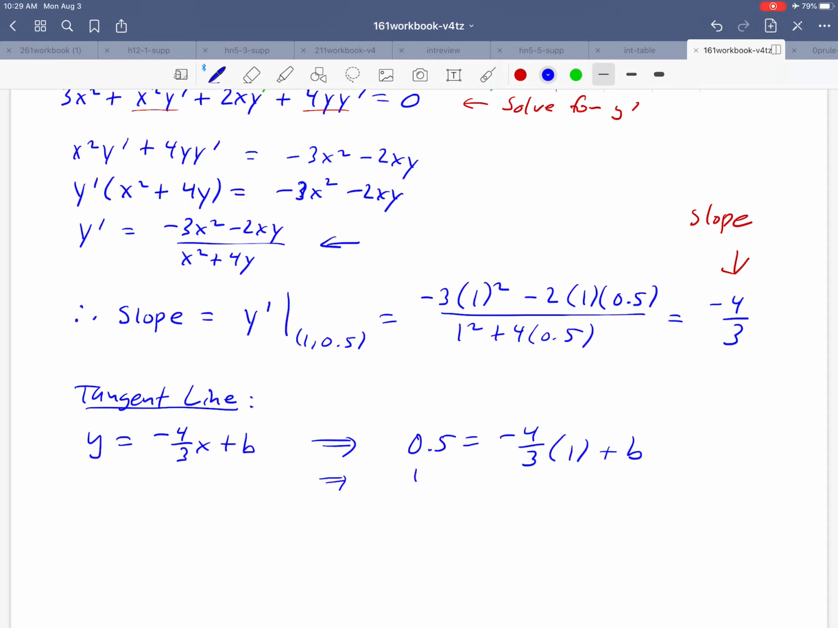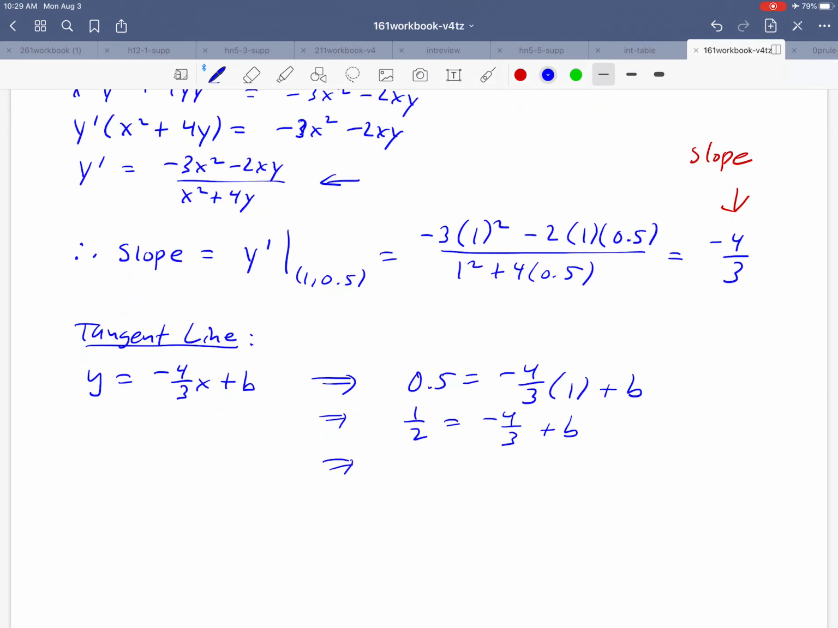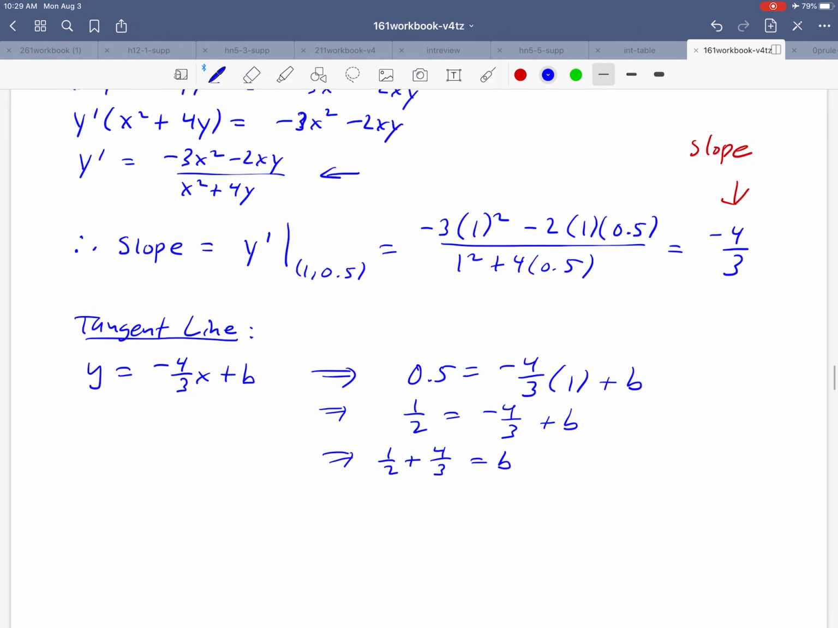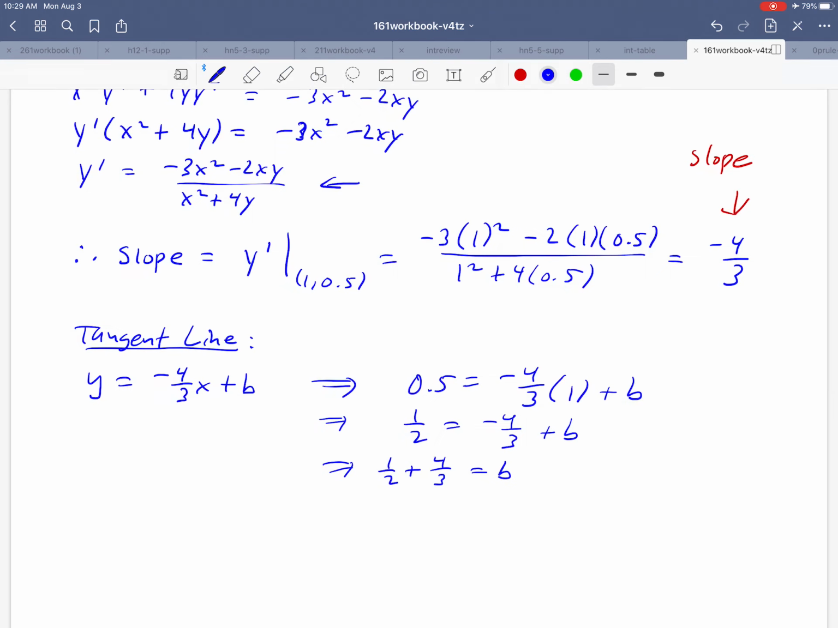0.5 is a half. I'm going to just rewrite that as a fraction. To get the b by itself, we'll just add 4/3 to both sides. If you get a common denominator here, 4/3 plus 1/2, what is that? Just to be safe, let's write it all out. 3/6 plus 8/6, so we're going to get 11/6, it looks like, for our b.